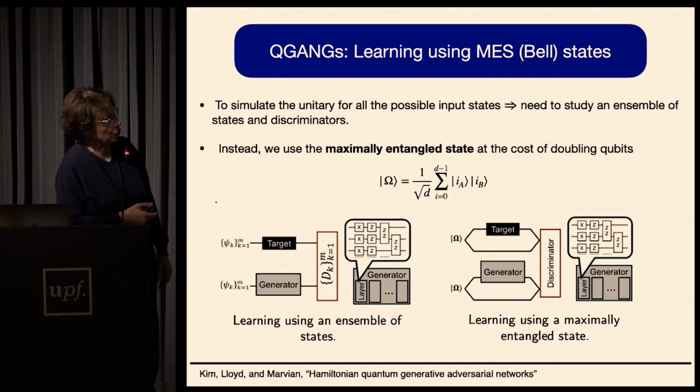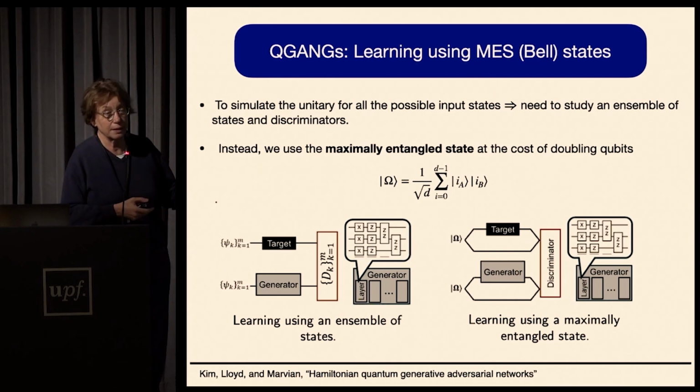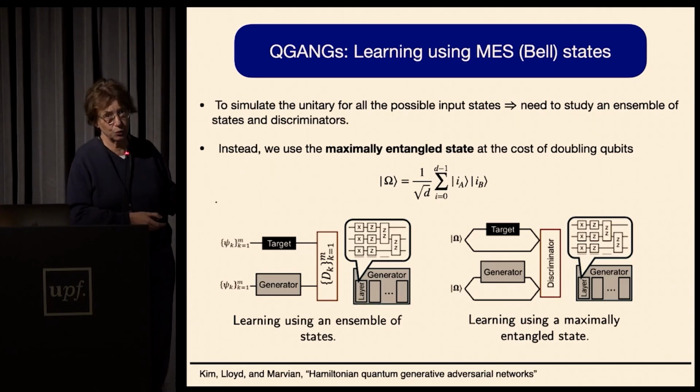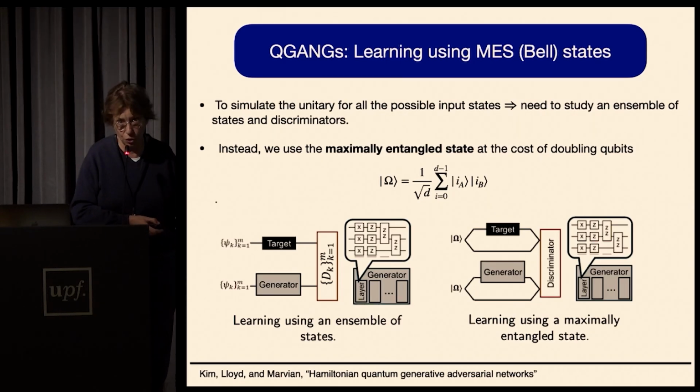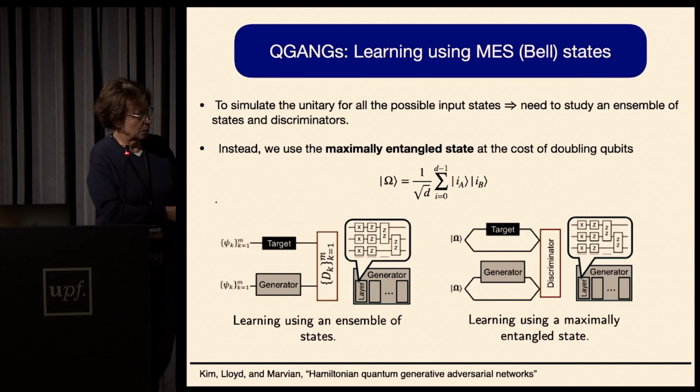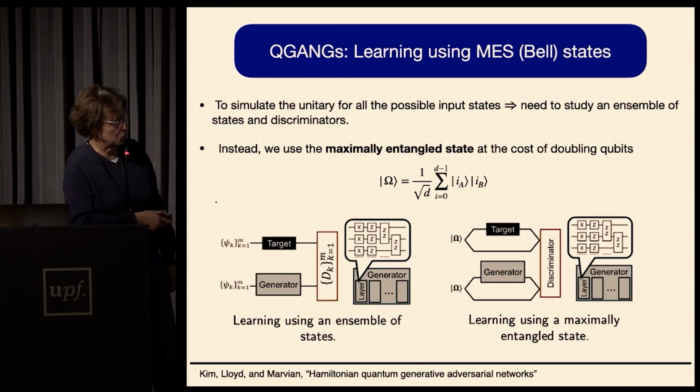So how do we overcome these things? Well, you can decide to send a lot of states here, several thousands of different states, and you do all these things. But instead of doing that, you use something which is called Choi, and you use the maximally entangled state. This is the contribution from Kim, Lloyd, and Marmion, who started to do this Hamiltonian quantum GANs. And what do they do? Of course, there is no free lunch, so you have to have a maximally entangled state.